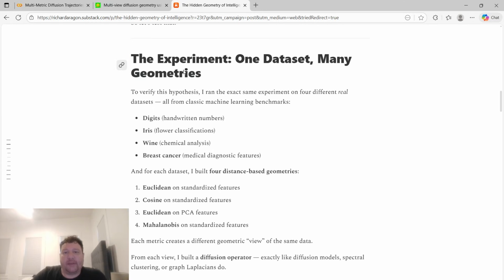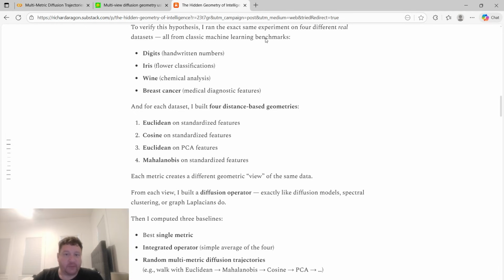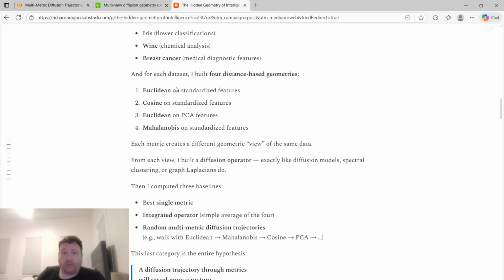So the experiment: one data set, many geometries. To verify this hypothesis, I ran the exact same experiment on 4 different real data sets, all from classic machine learning benchmarks. I utilized digits, iris, wine, and breast cancer. For each data set, I built 4 distance-based geometries: Euclidean on standardized features, cosine on standardized features, Euclidean on PCA features, and Mahalanobis on standardized features.